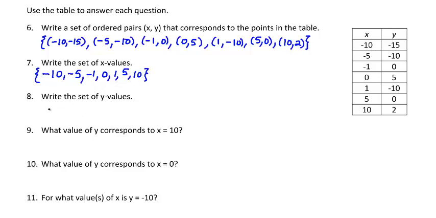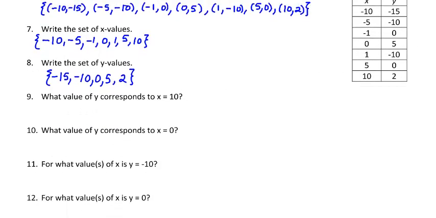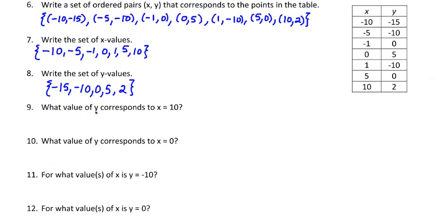The set of y values are negative 15, negative 10, 0, 5, and then notice we have negative 10, which we've already included, 0 we have already included, and then 2. So then what y value corresponds to x equals 10? We can find that information from our table or set of ordered pairs: x is 10, then the y value is 2.